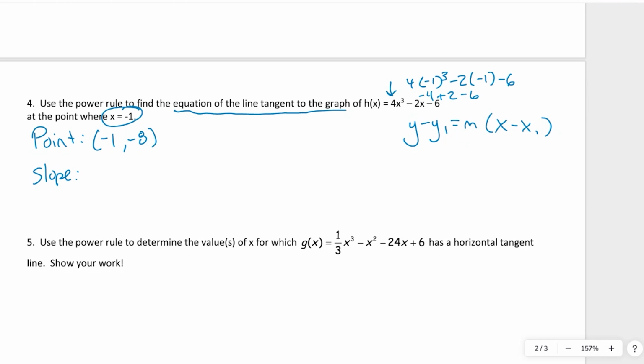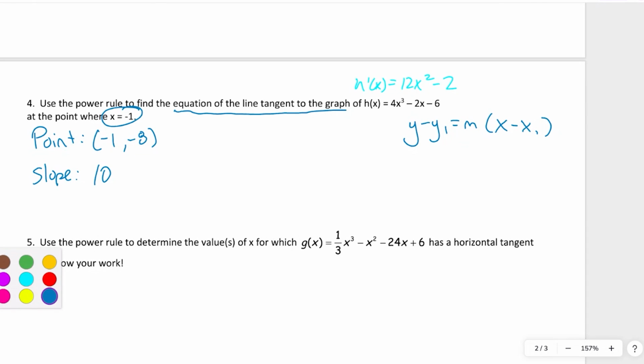For the slope, we need the slope equation. So we need to find the derivative. So h prime x, and I'm going to erase this scratch work here so that I can include the derivative. H prime is going to be 12x squared minus 2. So if I want the slope when x is negative 1, I'm going to substitute in negative 1 into x. Well, negative 1 squared is 1, times 12 is 12, and minus 2 is 10. So the slope here is 10.